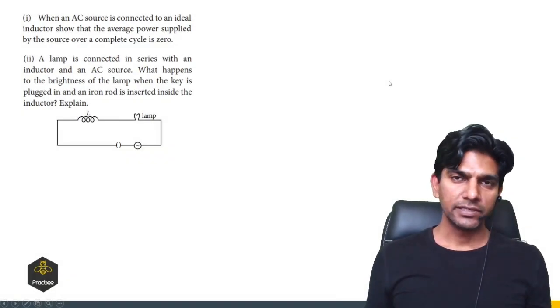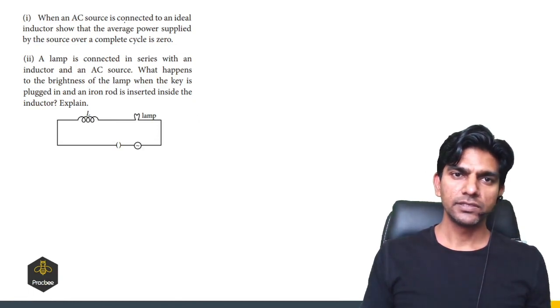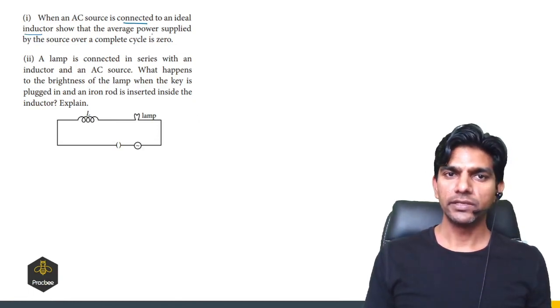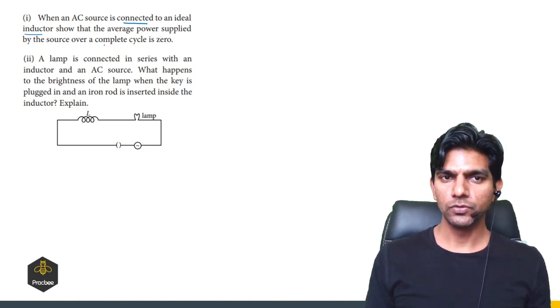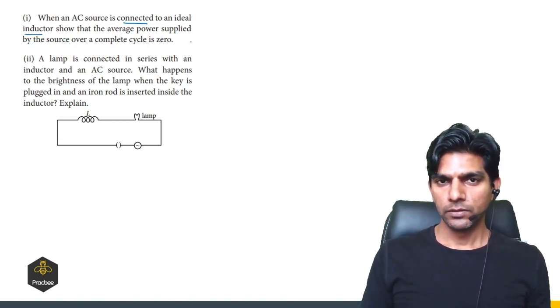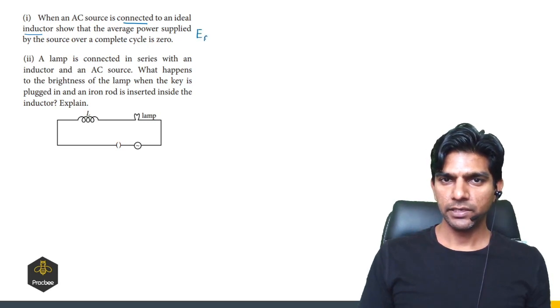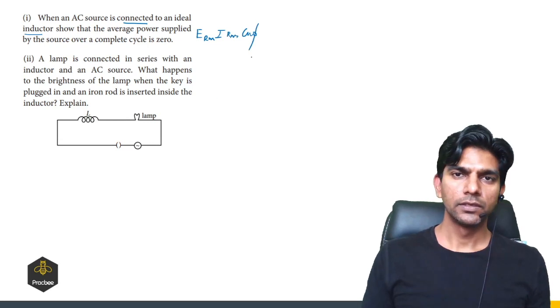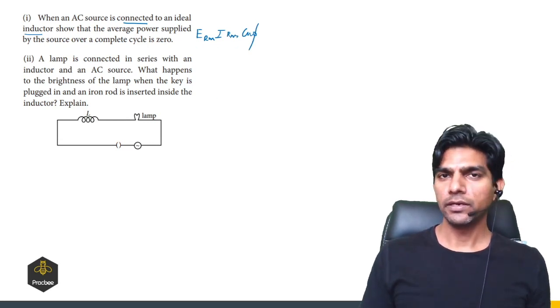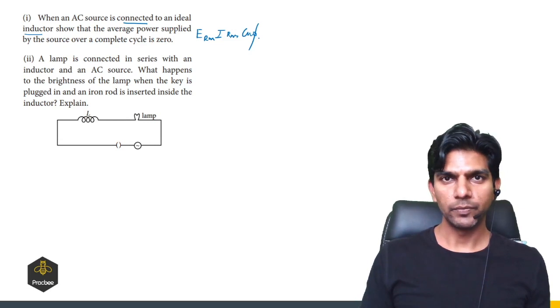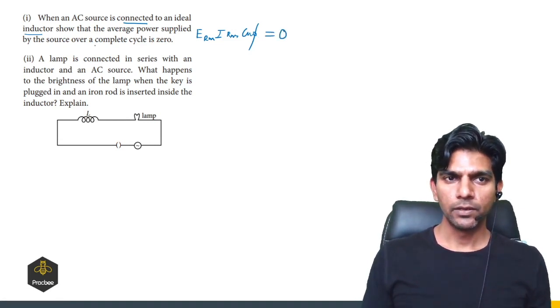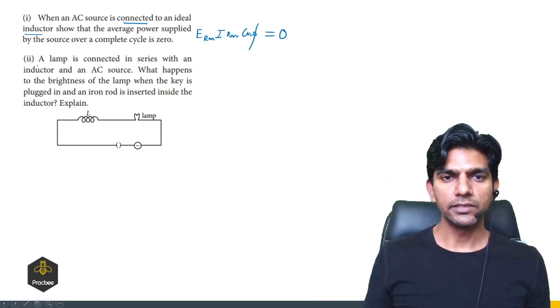Okay, now let us see this illustration. When an AC source is connected to an ideal inductor, show that the average power supplied by the source over the complete cycle is 0. Right? So we know that average power is given as E RMS I RMS times cos phi. Now in case of a purely inductive circuit, phi is pi by 2 and cos pi by 2 is 0. So this will be 0. So we can say the average power over a complete cycle will be 0. Now let us see the second part. A lamp is connected in series with an inductor and an AC source.